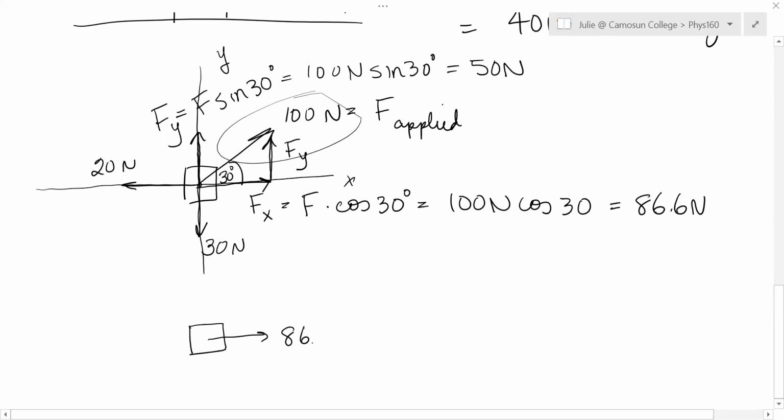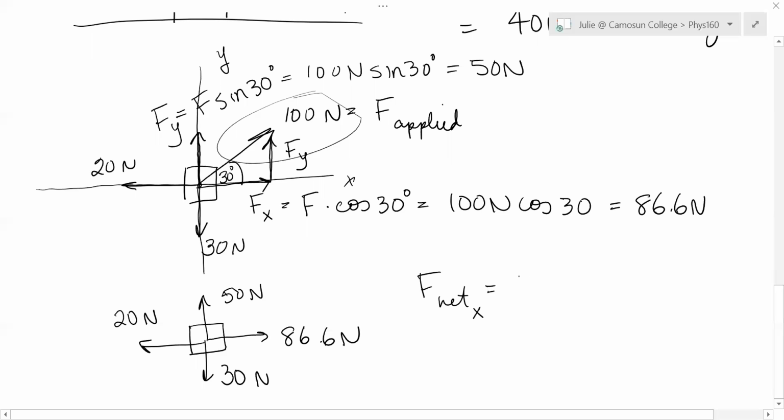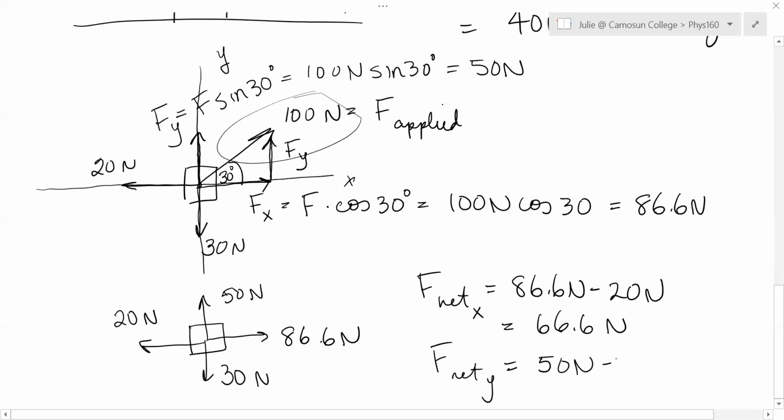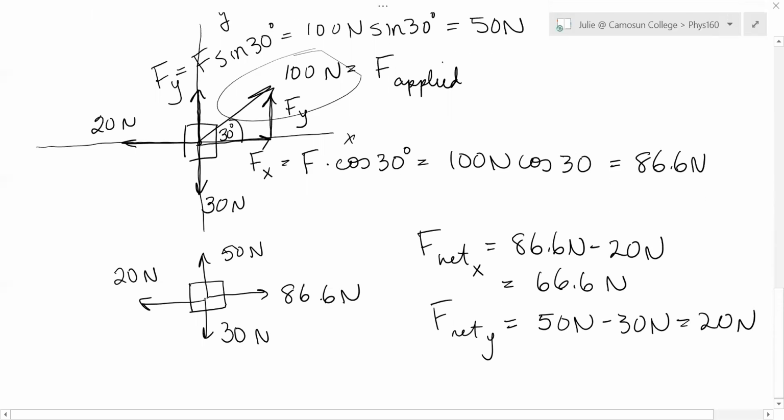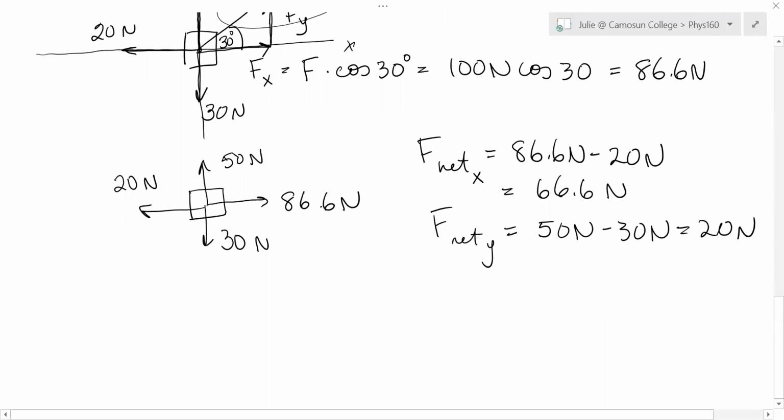We've got its two effects. Its effects are it's pulling to the right with a force of 86.6. It's pulling up with a force of 50. There is some other force, 30 down, and then another force again, 20 left. So when we go F net x, right minus left, 86.6 minus 20 is 66.6. That will be to the right. F net y, up minus down, 50 minus 30 would be 20 newtons. Okay, so that's how you deal with those.